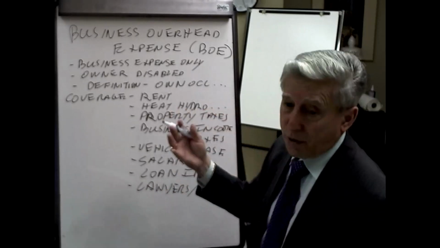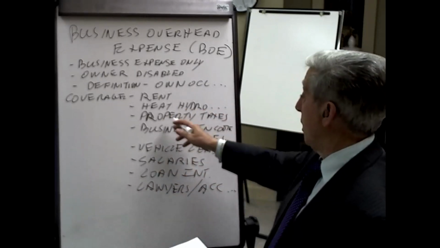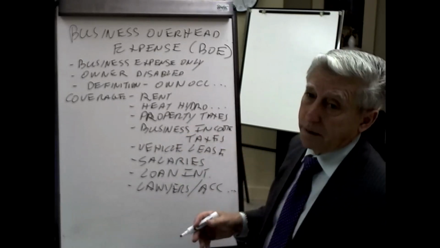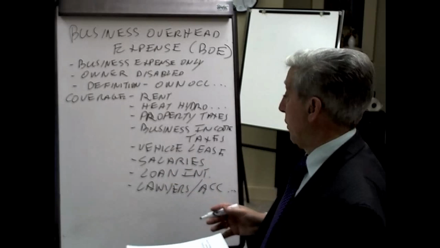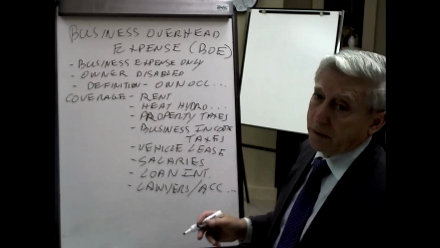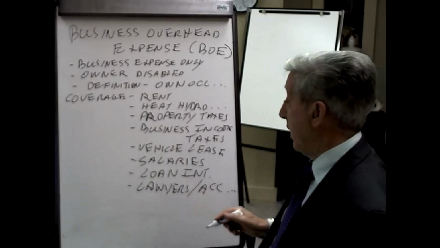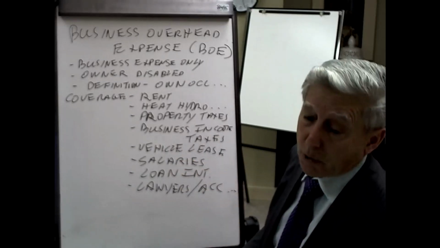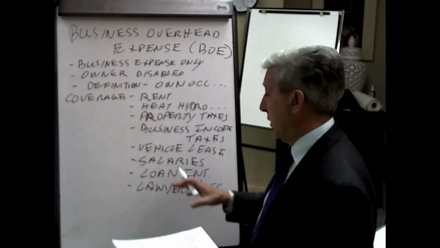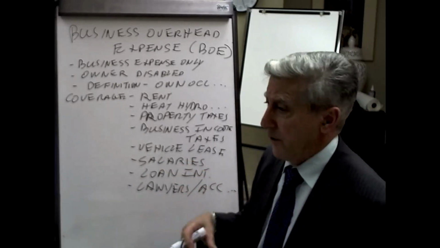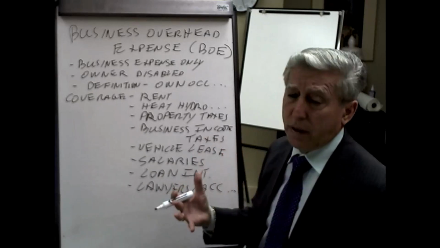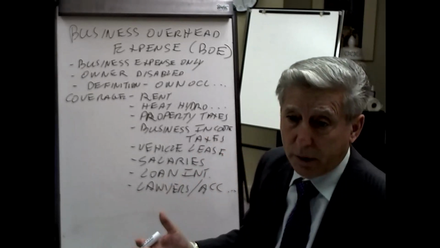Your heat, hydro, in other words your utilities, have to be paid. Property taxes have to be paid. Business income taxes, when you do your filing, you owe some income tax that has to be paid. Any vehicle lease under the business name. Salaries for your employees, most of your employees. We'll look at some exceptions in a moment, but basically your receptionist, your dental hygienist, those who are on a salary, obviously want to continue on being paid.